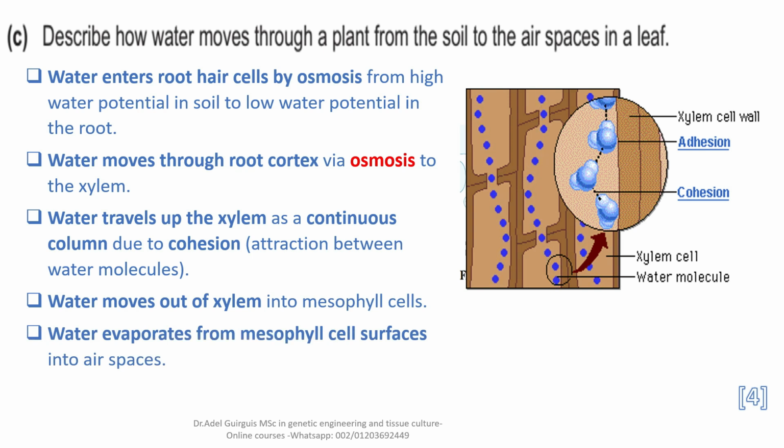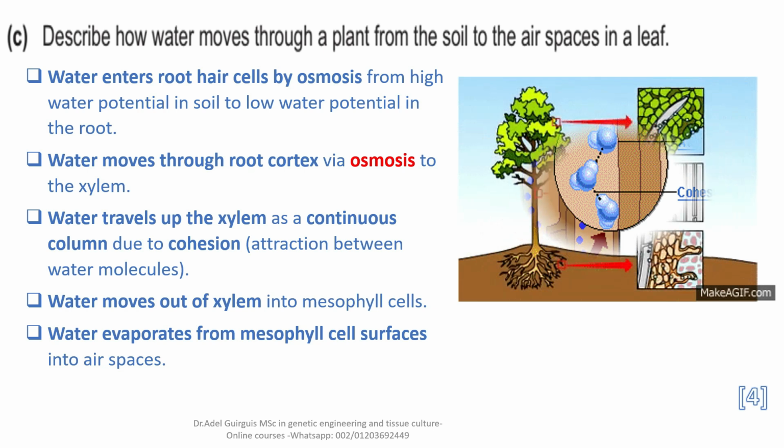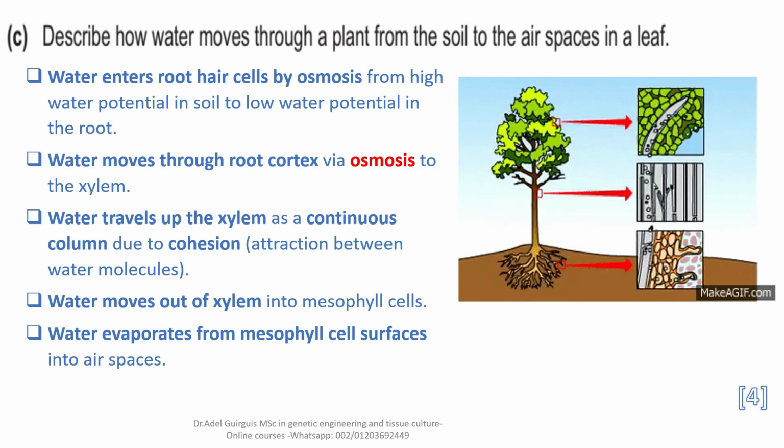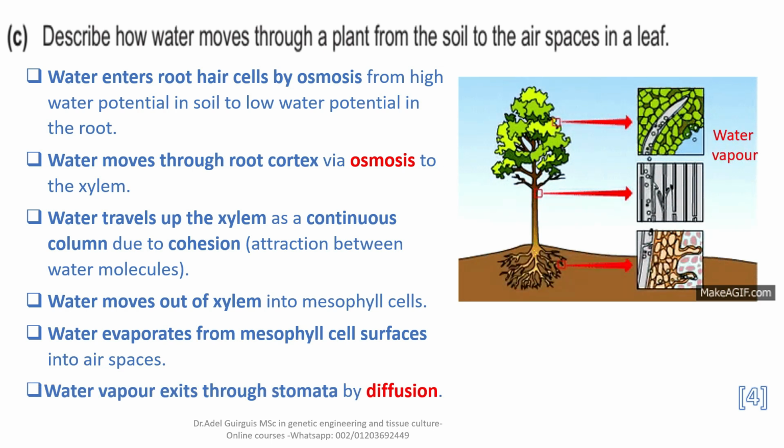Water evaporates from mesophyll cell surfaces into the air. It moves out towards all cells of the mesophyll layer, palisade and spongy. Plus, water moves outside the plant in the form of water vapor. This is called transpiration. By diffusion, water vapor exits the stomata in the form of gas. Thus explaining how water moves through the plant from the soil until reaching the air spaces in a leaf.